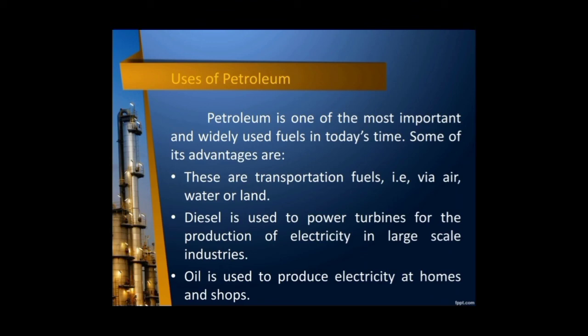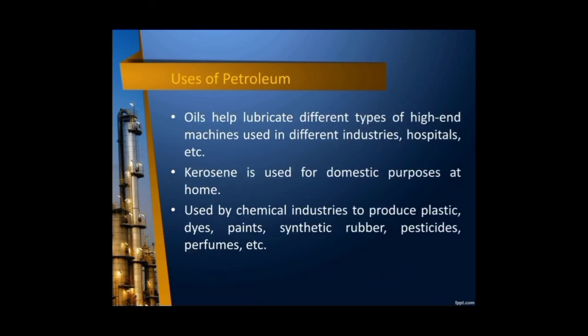Oil is used to produce electricity at homes and shops. Oils help lubricate different types of high-end machines used in different industries, hospitals, etc. Kerosene is used for domestic purpose at home. Used by chemical industries to produce plastics, dyes, paints, synthetic rubbers, pesticides, perfumes, and etc.